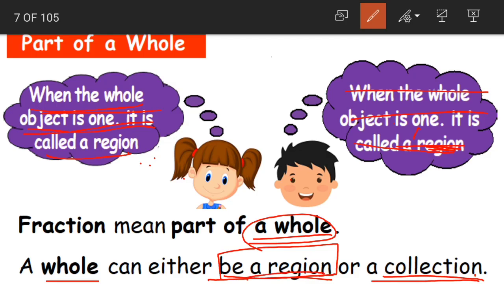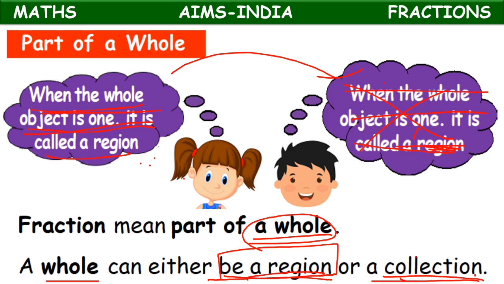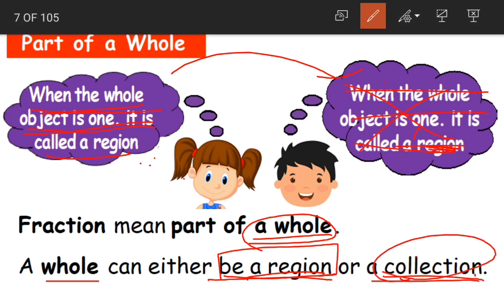When the whole object is more than one, this is wrong here, children, it is simply repeated. Now, when the whole is more than one, it is called a collection. Suppose on your birthday, what will you do? You will take so many chocolates to school and then distribute them among your friends and teachers. Yes or no? So what is the whole here? The whole is the many chocolates that you are taking. Now those many chocolates become our collection.